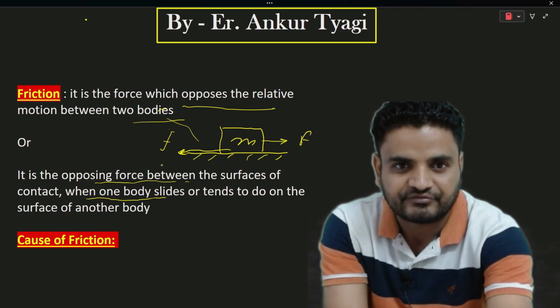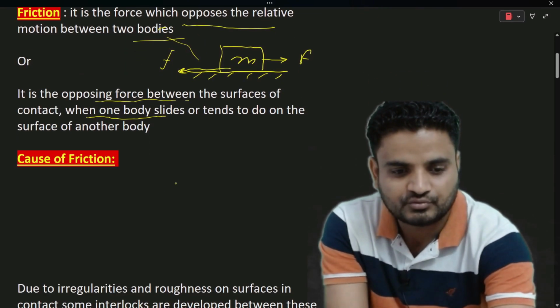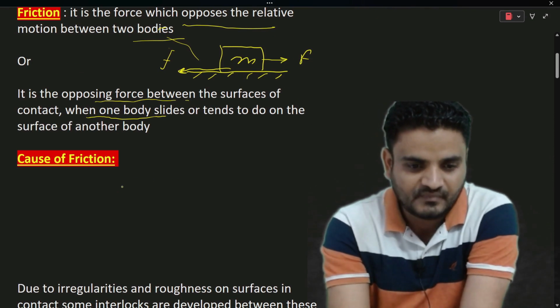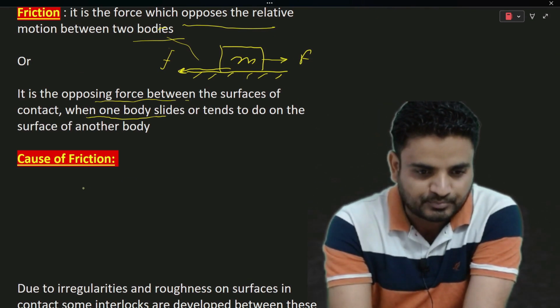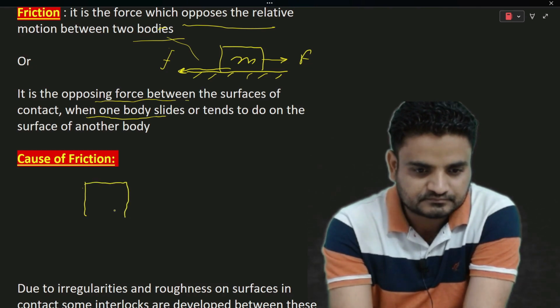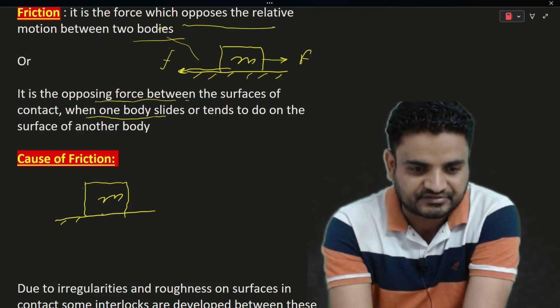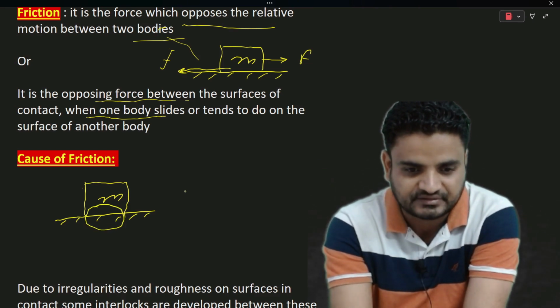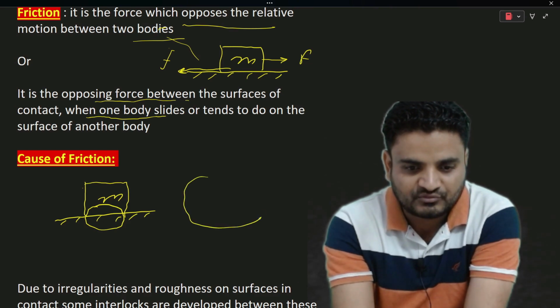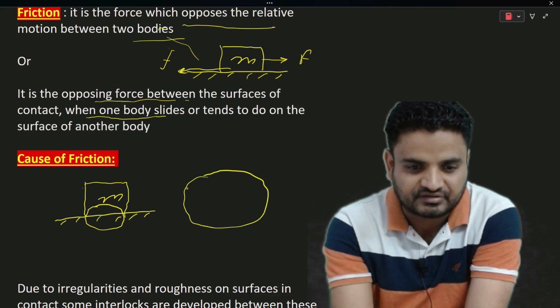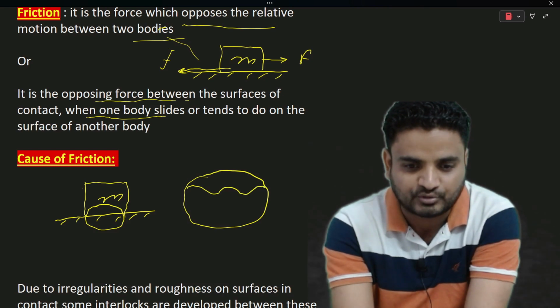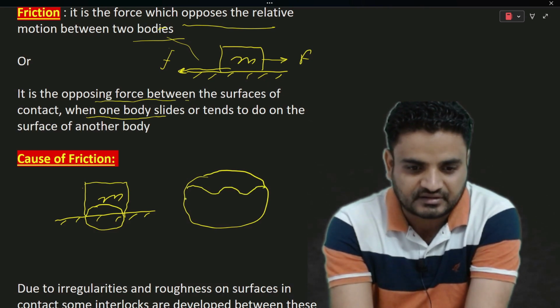Now, causes of friction. So, what are the causes of friction? Suppose there is a block of mass m and this is our surface. Now, if we zoom in on this contact surface, it will look like this. This is the upper surface, that is the block surface, and this is our earth surface.